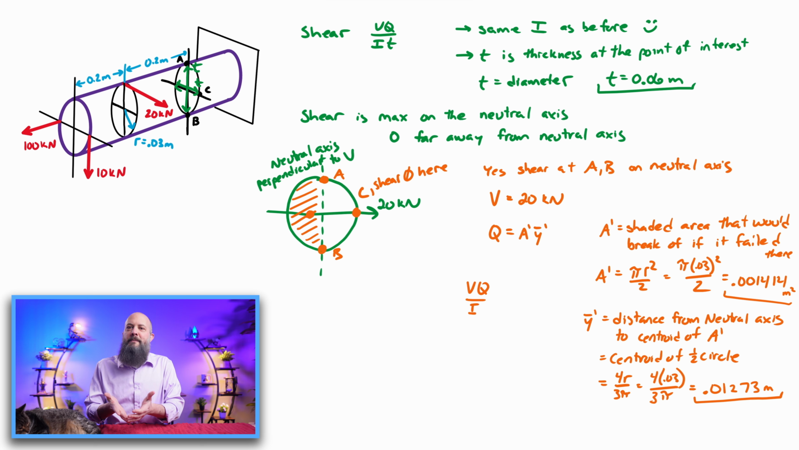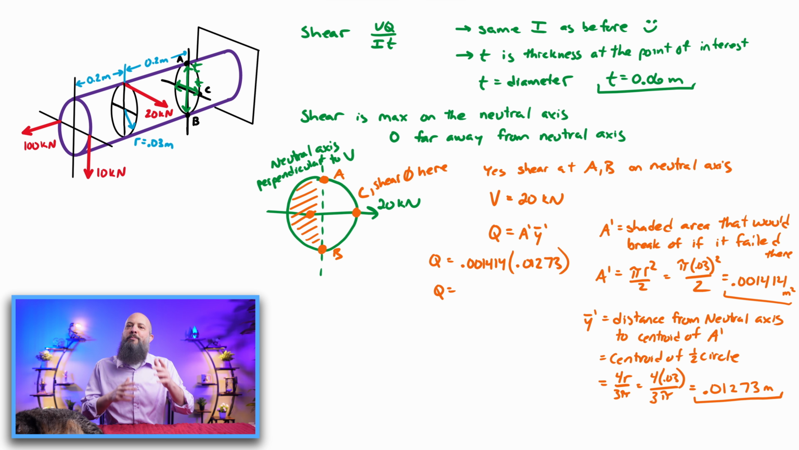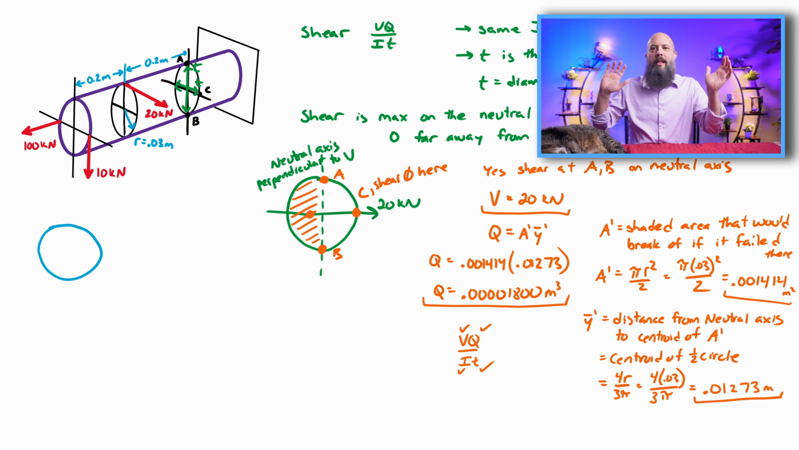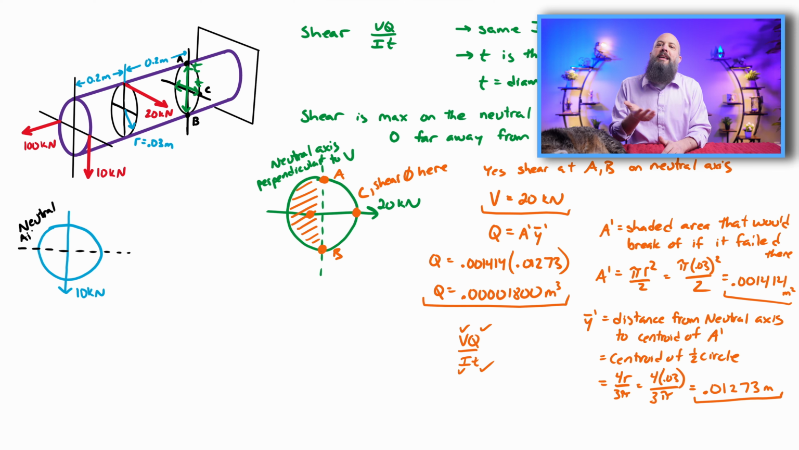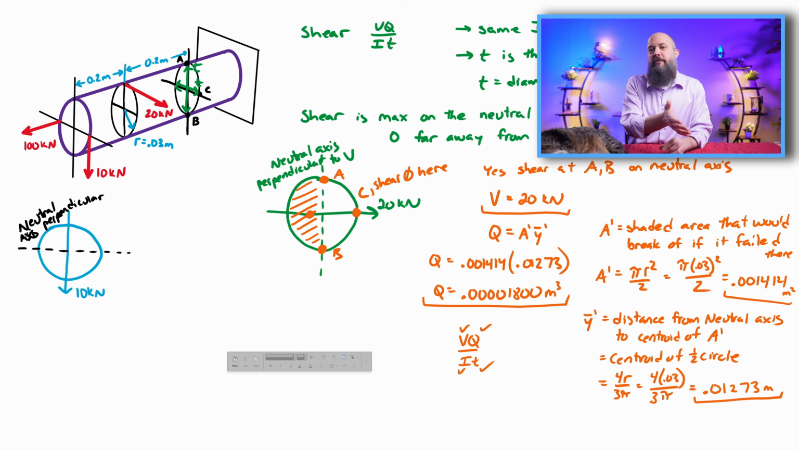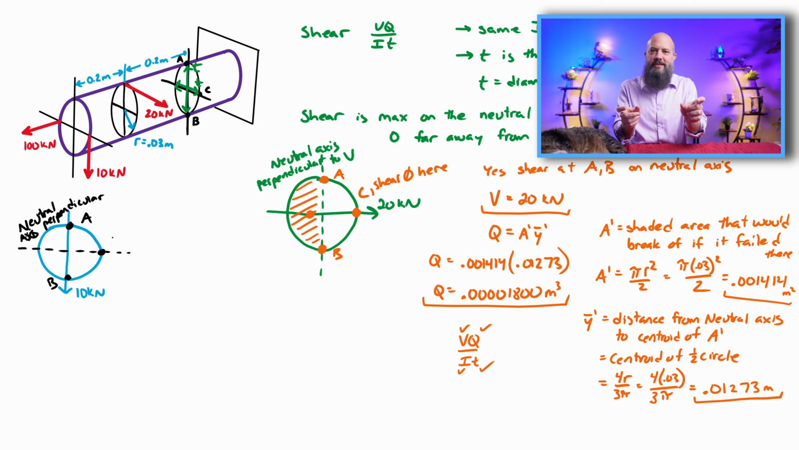Y bar prime is the centroid of this area, so the centroid of the semicircle. And I don't expect you to have that memorized. You just look that up in a table, 4r over 3 pi, plug that in, multiply it together, and that is your Q. It's 0.0000018 meters cubed. Again, the units are meters cubed for Q because it's an area times a distance. So we've got V, Q. We already had I. We've got T.